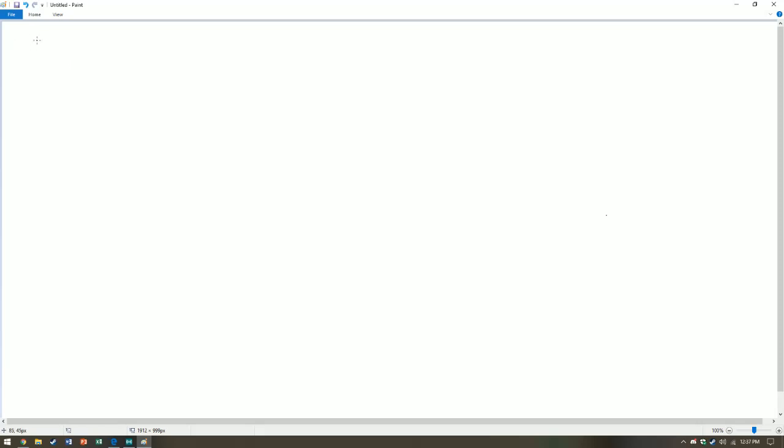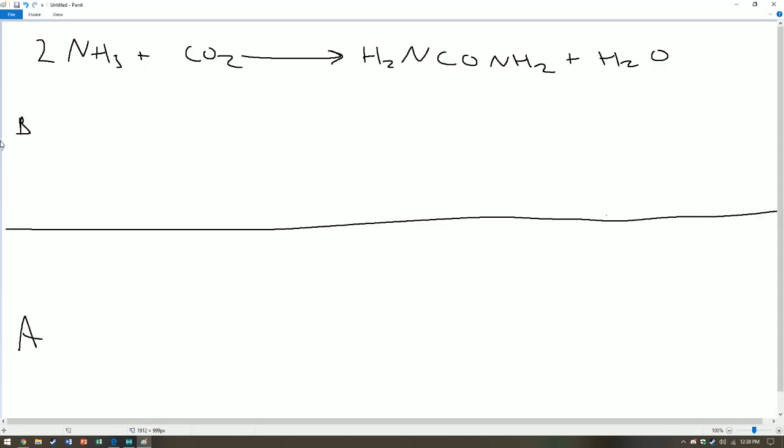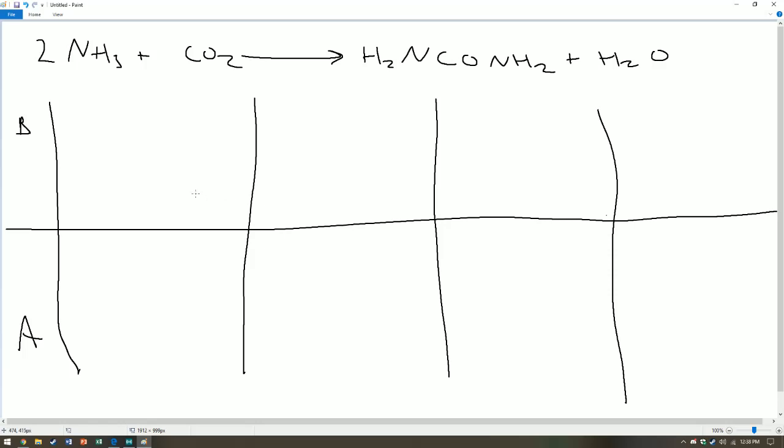So we are already given the equations, but I'll just rewrite it here for the sake of ease. NH3 plus CO2 yields H2N CON H2 plus H2O. And doing our little chart here, before, after. So that's our little chart here, and we are told that there is 5 liters, 9 ATM at a temperature of 23°C. And we are told that the total pressure of carbon is added to give a 14 ATM.